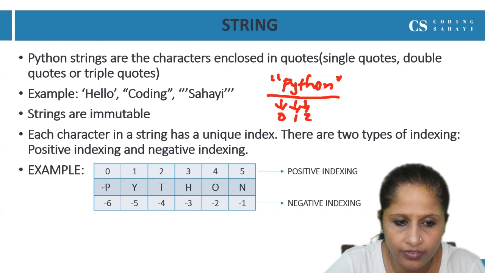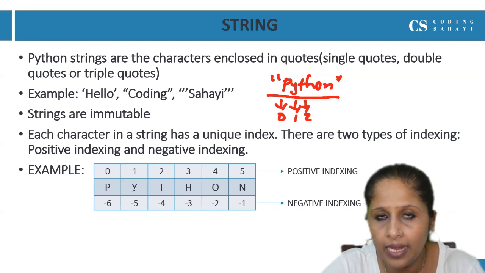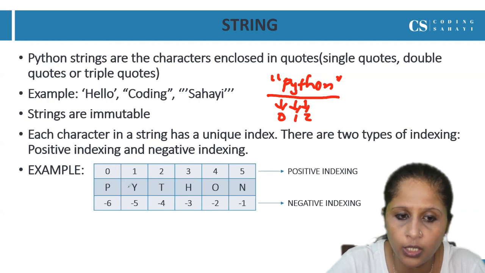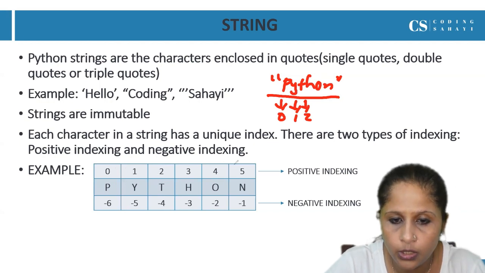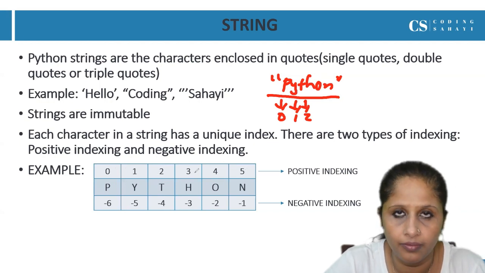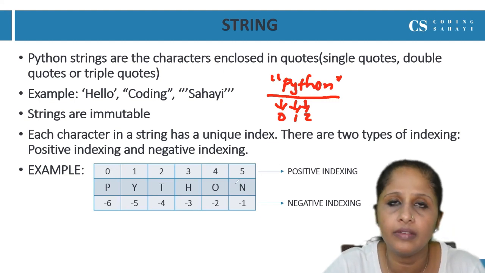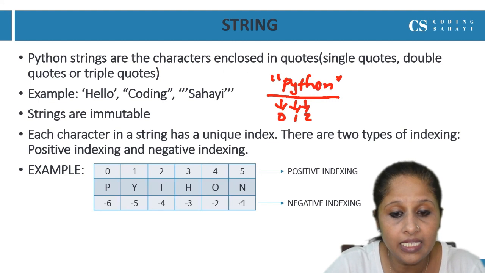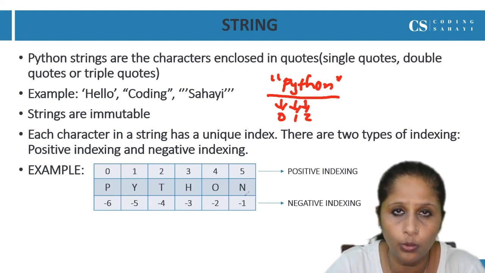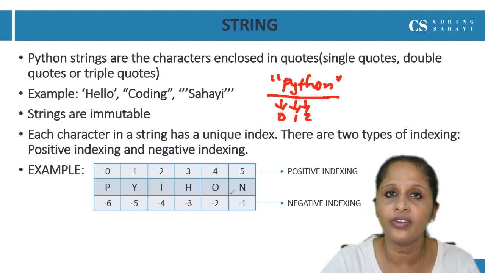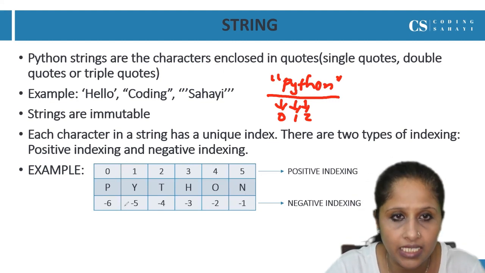Here I have given an example. The same Python we can write like this. The positive indexing is 0, Y 1, T 2, then N 5. So it starts from 0. Same way we have negative indexing. Negative indexing starts from -1. So the last location value, or the last value, has -1. From the last character to the first character, we have this negative indexing.